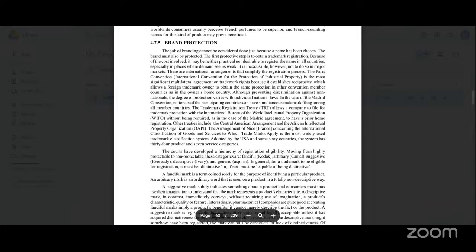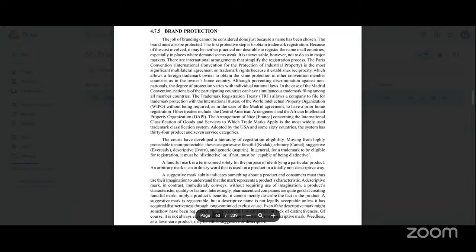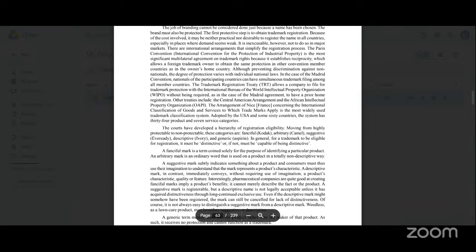Next, we'll be talking about brand protection. The job of brand protection cannot be considered done just because a name has been chosen. It has to be protected. By protection, we mean that there has to be a trademark registration. And because of the cost involved, many may not decide to trademark their product, especially in places where demand seems weak. However, in major markets, they cannot neglect trademarking a product where there is stiff competition.